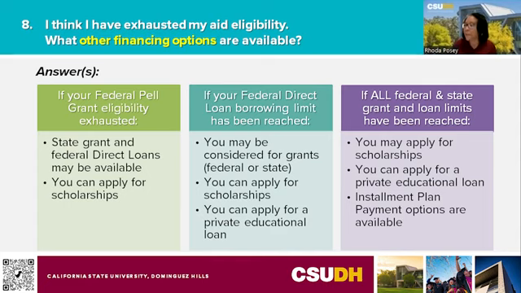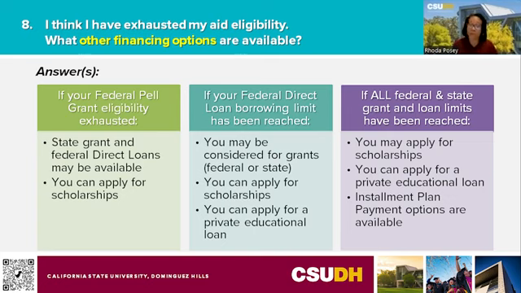All right, number 8, I think I have exhausted my aid eligibility. What other financing options are available? I get that question a lot, actually. So, answers, plural. I'm giving you some examples here based on what we've seen. If your federal Pell Grant eligibility has been exhausted, then what? There could be state university grant and federal direct loans may be available to you. You can also apply for scholarships. Next one, in the center: if your federal direct loan borrowing limit has been reached, we've seen that, then you can be considered for grants, federal or state.